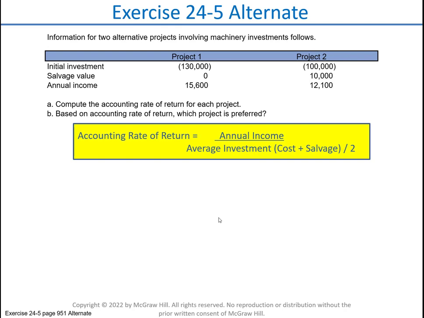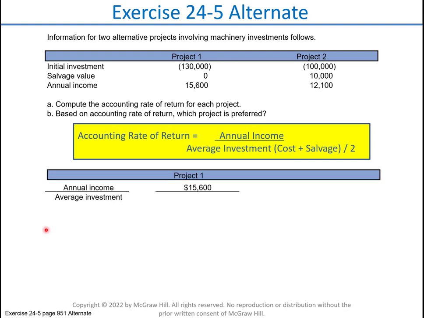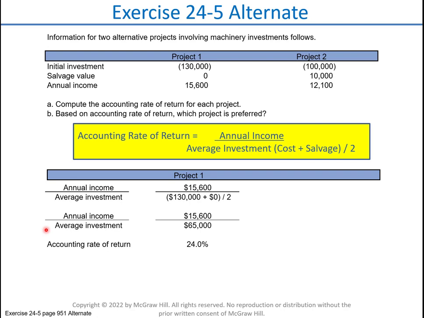The accounting rate of return is computed as the annual income divided by the average investment. The average investment is the initial cost plus salvage divided by 2. So we're just going to take an average there. The annual income for project one is $15,600. The average investment is their cost plus salvage, which is 0, divided by 2. That comes to $65,000. $15,600 divided by $65,000 is 24%, so that looks pretty good.